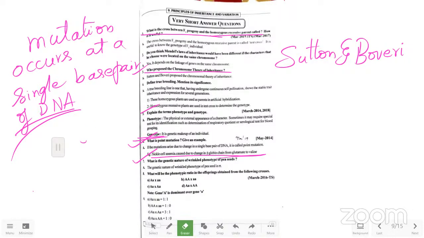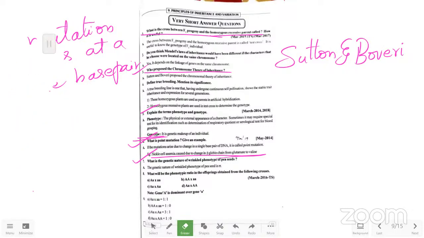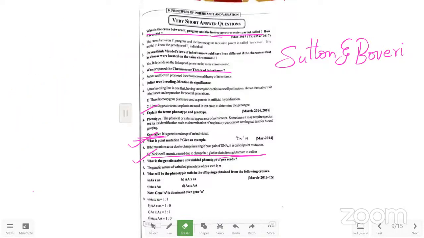Tall and tall. Wrinkled means smaller. Okay. Smaller. Next one. What is the phenotypic ratio? Because round and wrinkled, round is the dominant, the capital R, and the small r is the wrinkled. What will be the phenotypic ratios of the offspring obtained from this process? Phenotypic ratios only he is asking.